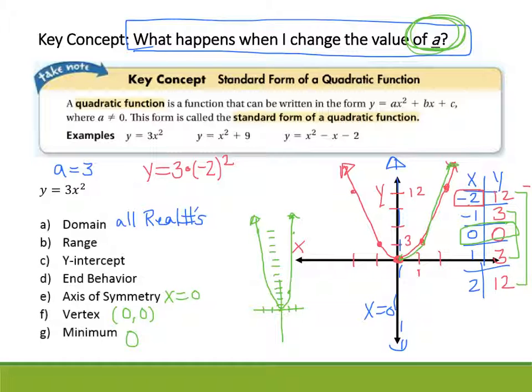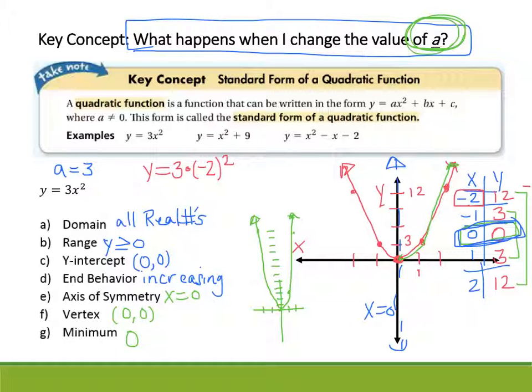And my range value, if you look at it, my range is all my y values. See how they're always going to be positive? So in this case, the range is y is greater than or equal to 0. Because my y values are always going to be greater than 0, and they can also be equal to 0 because I have that minimum point of 0, 0 on the graph. This graph is increasing. And it has a y-intercept of 0, 0. Now, in this case, the y-intercept and the vertex are indeed the same point.